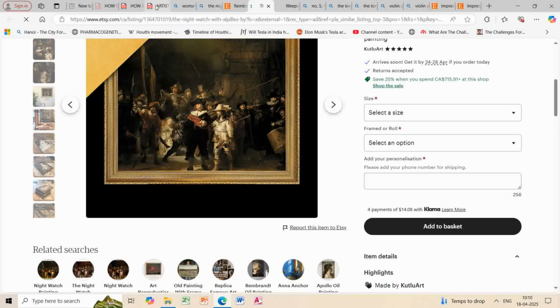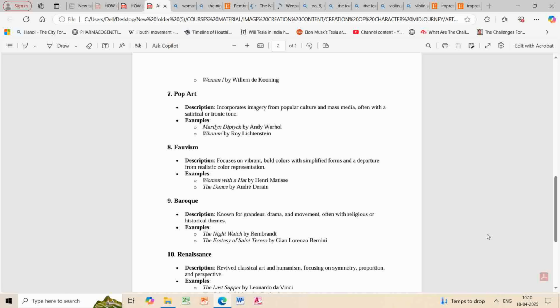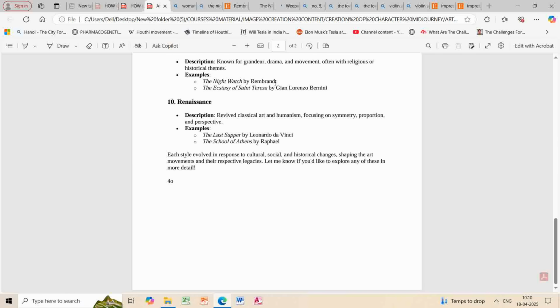The next thing that you can talk about is the Renaissance. The Renaissance revived classical art and humanism, focusing on symmetry, proportion, and perspective. One of the examples of this is The Last Supper by Leonardo da Vinci, as you have seen this image several times before.